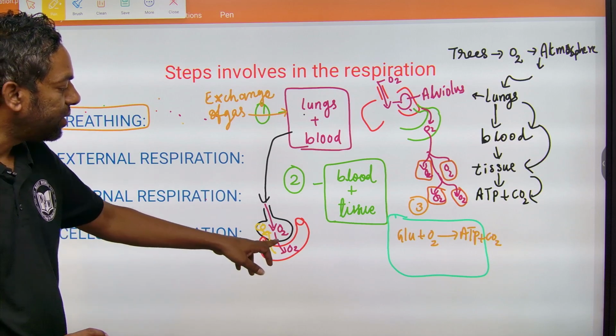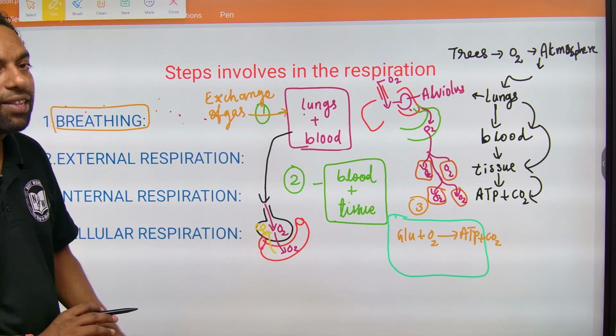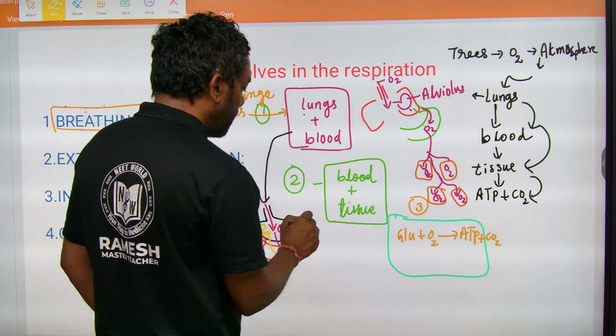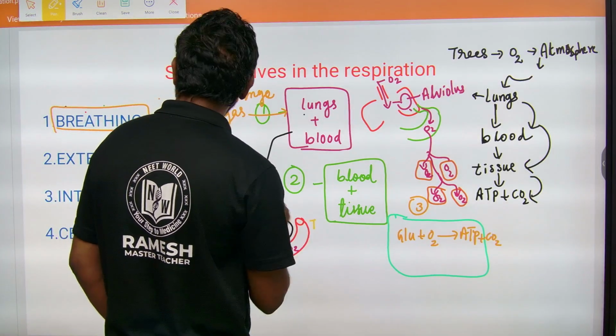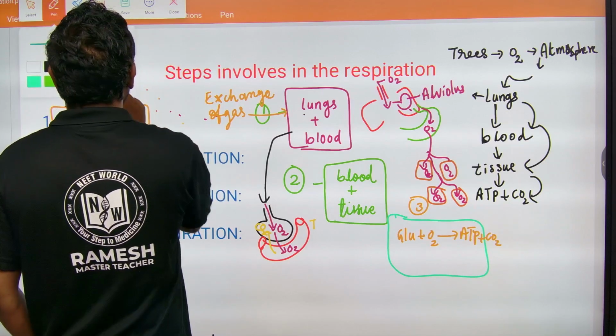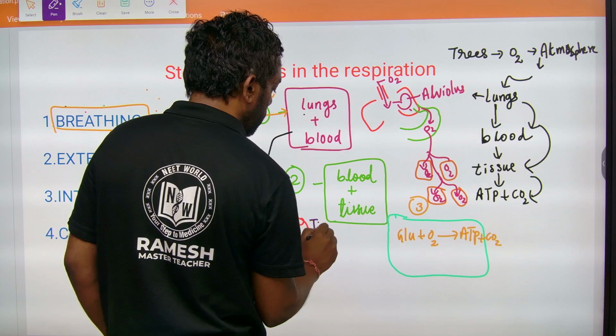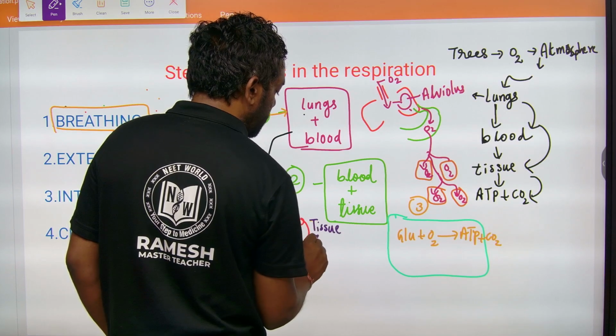Okay, there is a layer between the alveolus and the blood vessel. There is a layer of squamous epithelial tissue.